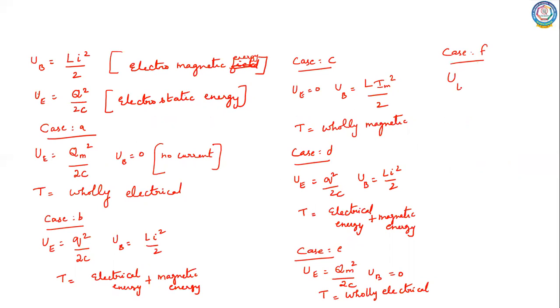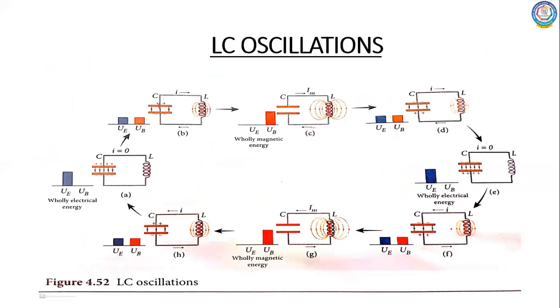You have both electrical energy, which is given as Q square by 2C, and magnetic energy, which is given as Li square by 2. So here what will be the total energy? The total energy will be once again the sum of electrical energy plus magnetic energy. Okay? So this is case F. Now what is happening? Look at this again. Again the current still moves in the anti-clockwise direction.